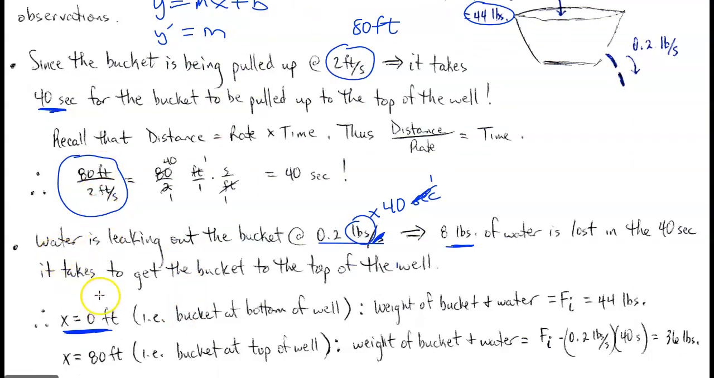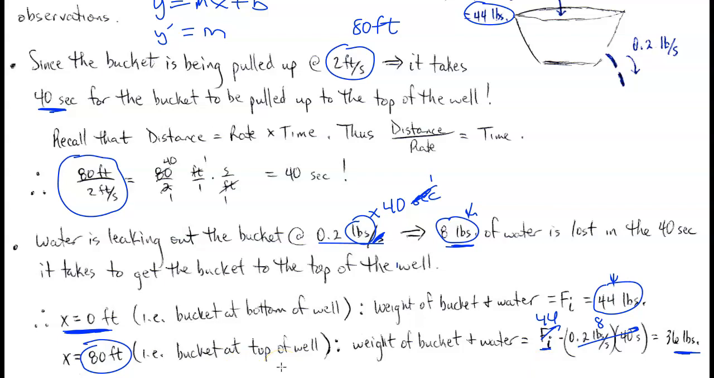So we know that at 0 feet, the force of the bucket is going to be 44 pounds. When we pull it all the way up at the top at 80 feet, we would have lost 8 pounds of that. So 44 minus this 8 is going to give us 36. And of course, this f sub i is going to be the 44. So that's the 44 minus the 8 here, that gives us 36 pounds.